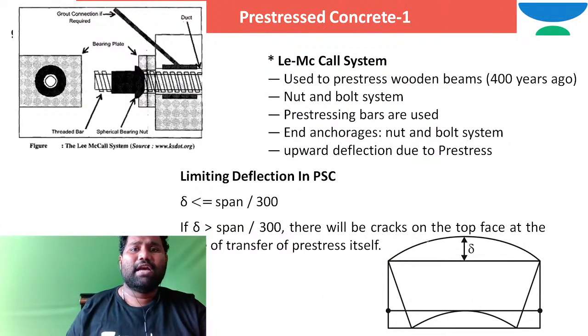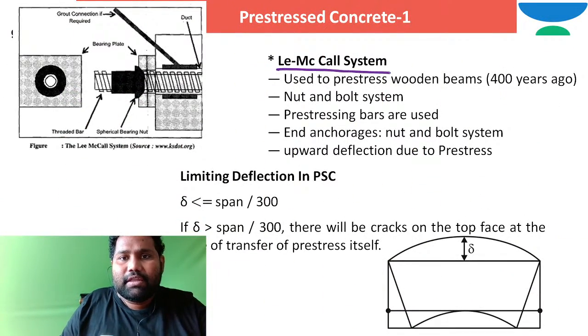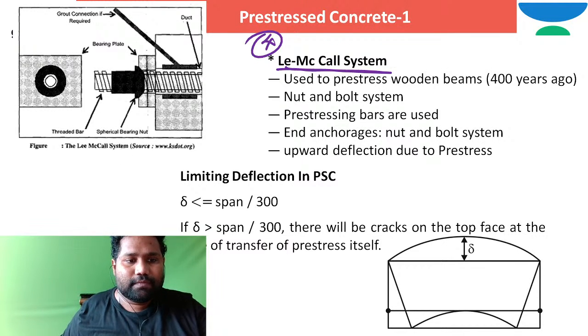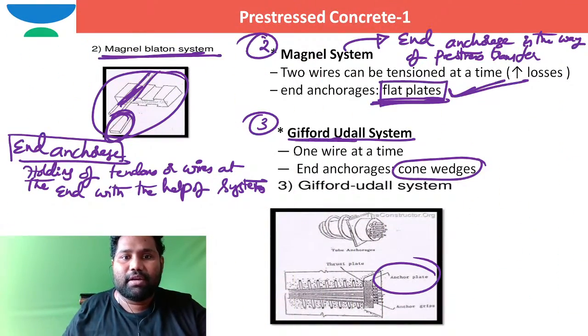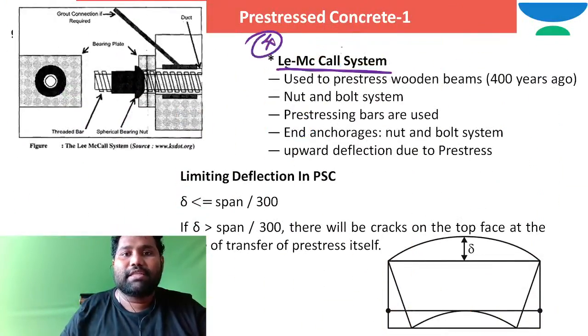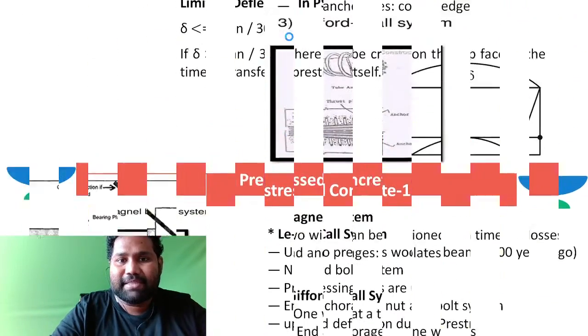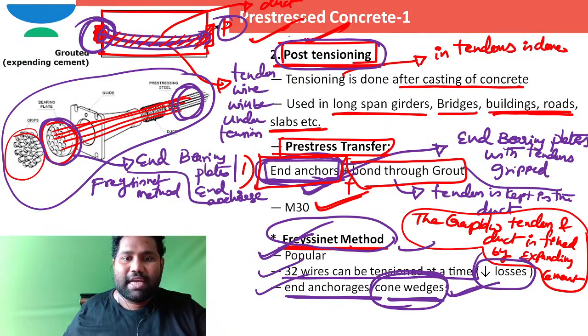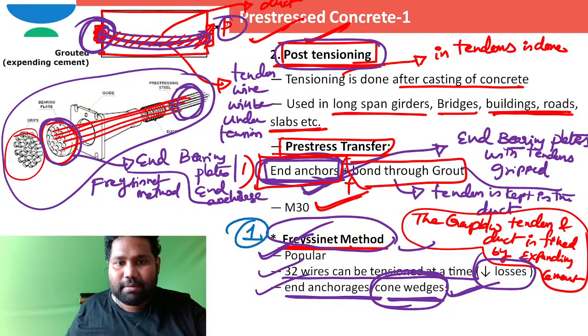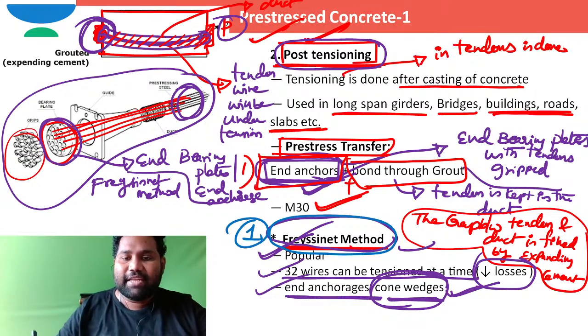The final one is the Lee-McCall system. This is the fourth method of post-tensioned concrete. I hope you are able to see clearly. I had shown you the second method, the third method, and this is the fourth method, the Lee-McCall system. Out of four different systems, the best system used in the market to reduce the pre-stress loss is the Freyssinet method. This is the first system, in which the end anchorages are cone wedges.